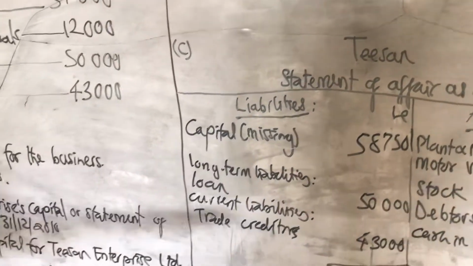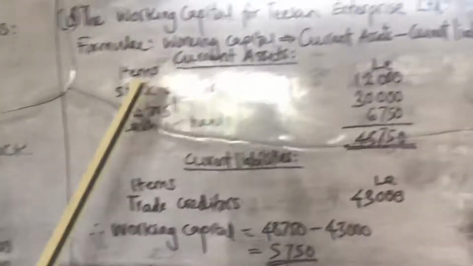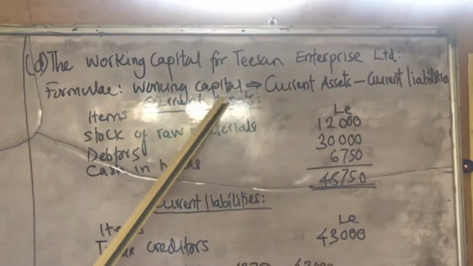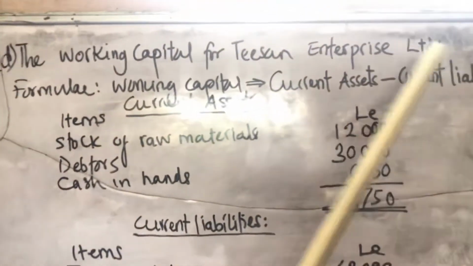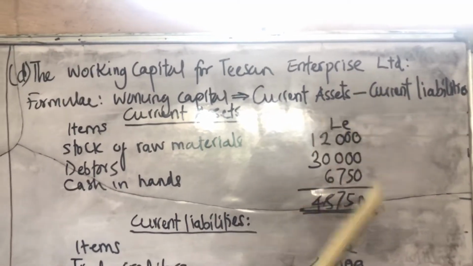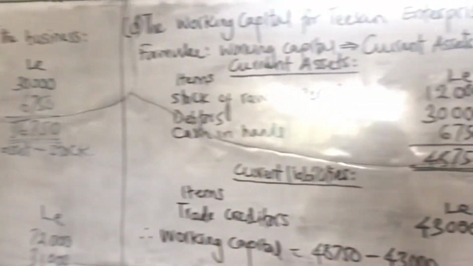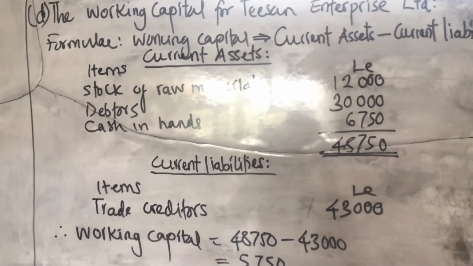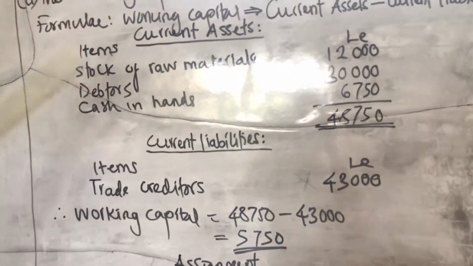All right, let's move to question D. Question D says the working capital. The working capital too has its formula, which is given as working capital equals current assets minus current liabilities. Total of current assets minus total of current liabilities. In other words, you need to bring out the totals of the items of current assets and the items of current liabilities. Then you negate each other like what we did here.